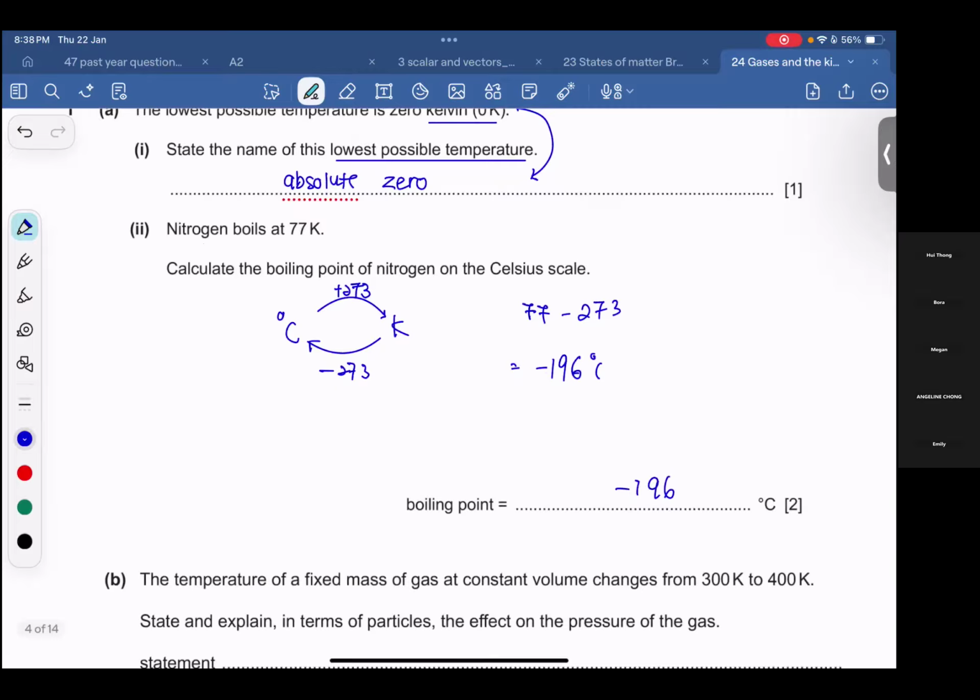2 marks, please show working steps. Some of you, your mathematics is very good. In your brain, you already count it and then minus it, then you get the answer negative 196. But please show working steps.